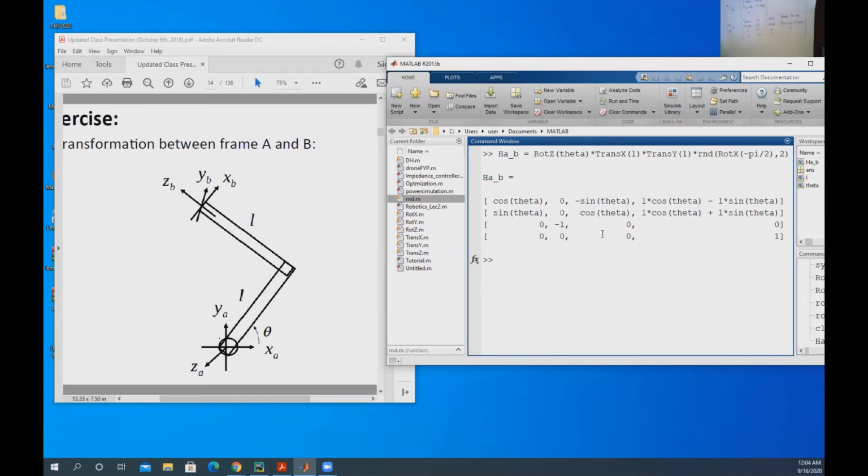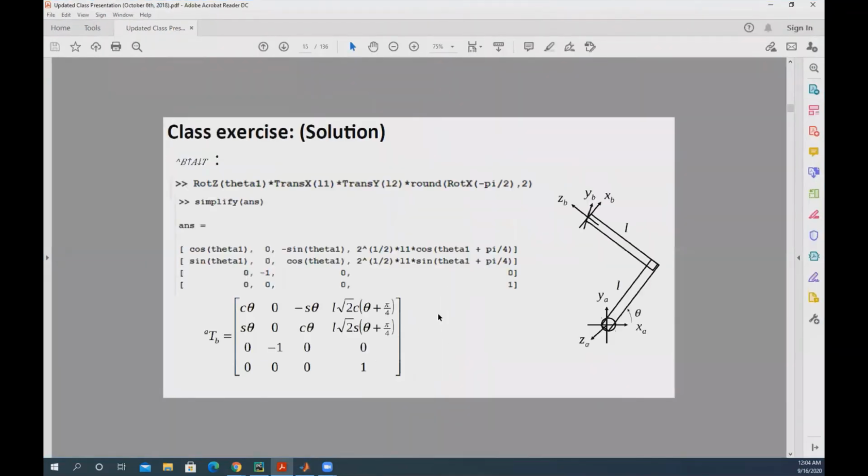So we have cosine theta, sine theta, 0, 0, 0, 0, minus 1, 0, minus sine theta, cosine theta, 0, 0, and then L cosine theta, minus L sine theta, and L cosine theta, 0, 1. Okay, so it all basically matches. Let's continue here. So this is what we did, and then this is what we have.